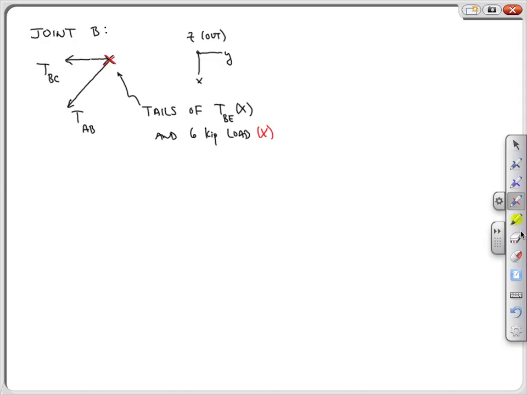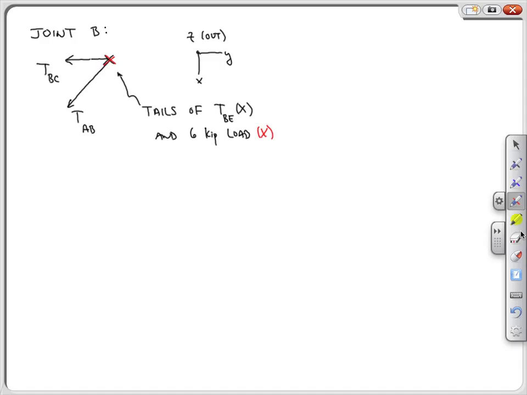Note that this looks exactly like one of our cases of zero-force members from the discussion of 2D trusses. TBC and TAB both lie in the XY plane. Both the 6-kip load and TBE are aligned with the z direction, so they are both irrelevant to equilibrium in the xy plane. Since there is no external load in the xy plane, equilibrium in the x and y directions tells us immediately that TBC and TAB are both 0. It is also the case that z equilibrium tells us that TBE is minus 6 kip. That is, member BE is carrying a 6 kip load in compression.